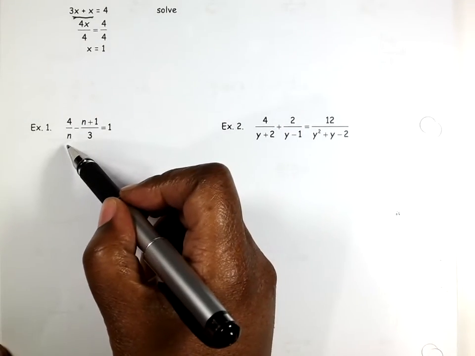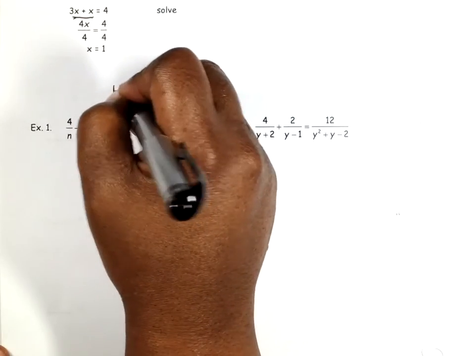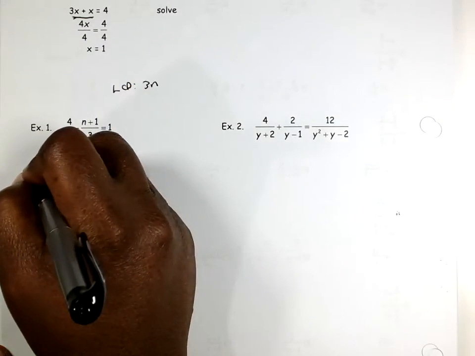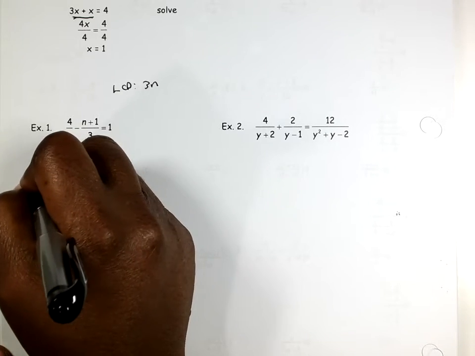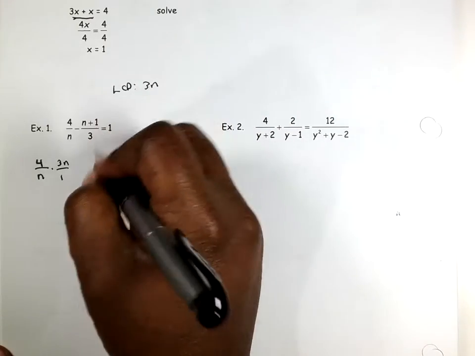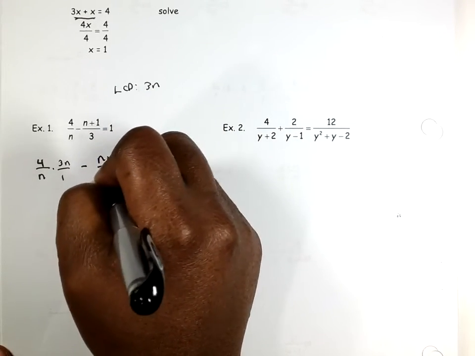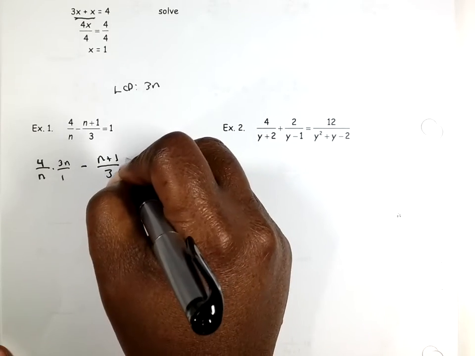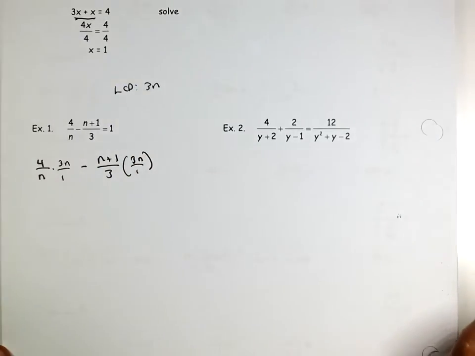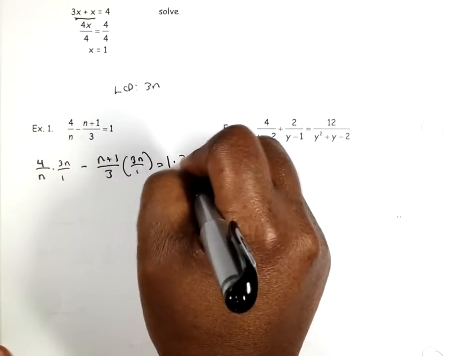So I have a denominator here of n and a denominator of 3. So my LCD is 3n. So I'm just going to rewrite this. The 4 over n has to be multiplied by 3n over 1. And then that n plus 1 over 3, I'm multiplying that by 3n over 1. And then the 1 on the other side also has to be multiplied by 3n.